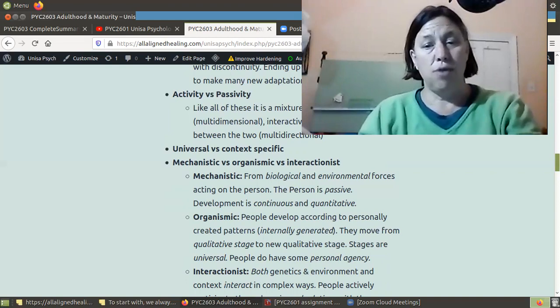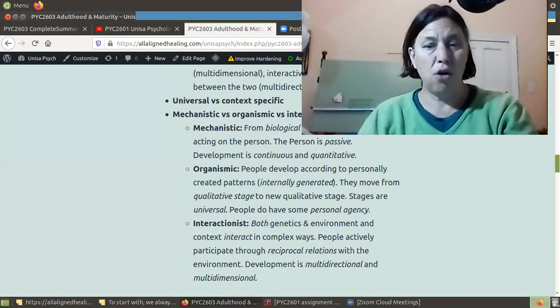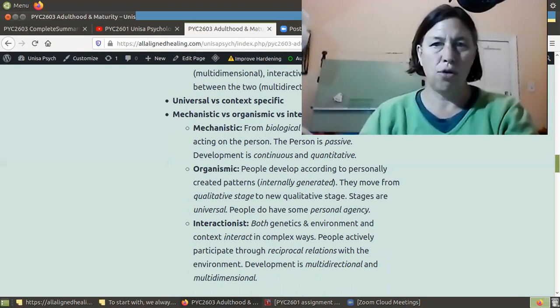Interactionist. Both genetics and environment and context interact in complex ways. People participate in their lives through reciprocal relations with the environment. Development is multidirectional and multidimensional. So this is like the social constructionist theories.